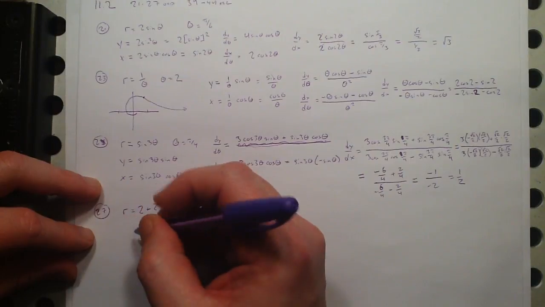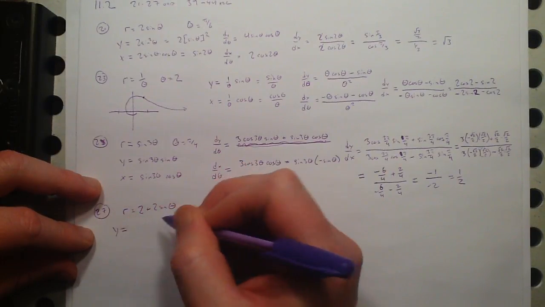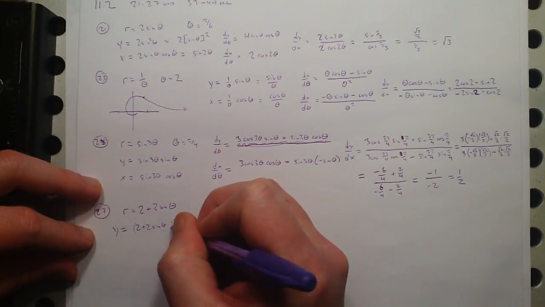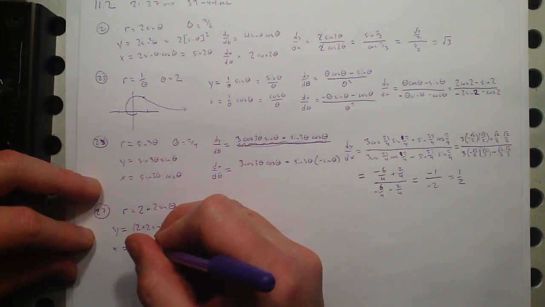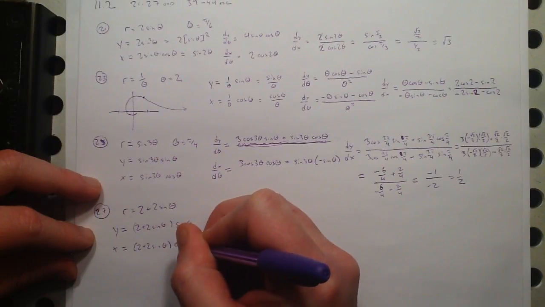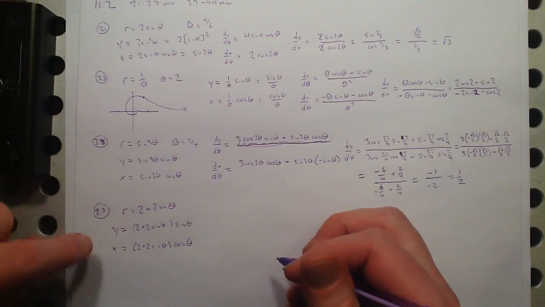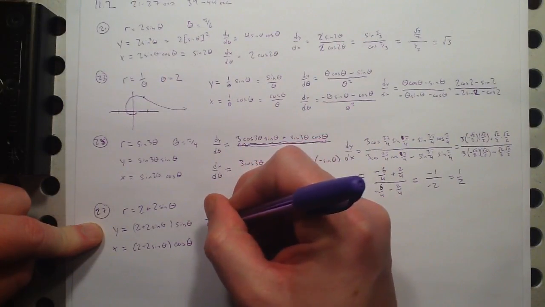So let's see. My y would be equal to r sine theta. X is equal to r cosine theta. And let's see, how much simplifying do we want to do here? I think I'm just going to take the derivatives as they are here using the product rule. We'll see how that goes.